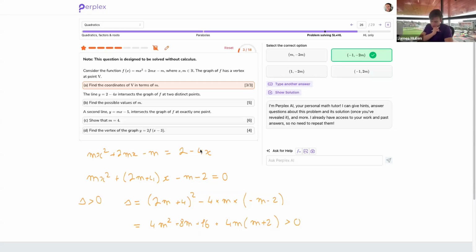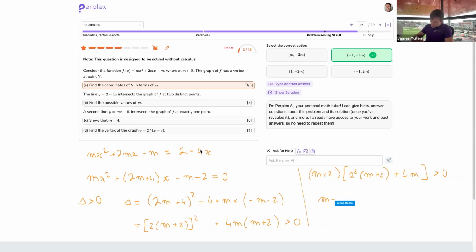I can be a little bit smarter about this. I'm just going to erase this expansion. It's going to be easier if I write this as (2m plus 2) all squared, because then I'm going to have a common factor of m plus 2 throughout, and I don't have to factorize afterwards. So I'm going to take out the m plus 2. I'm going to have m plus 2 one time, and then all of that times 2 squared times m plus 2 plus 4m is greater than 0.